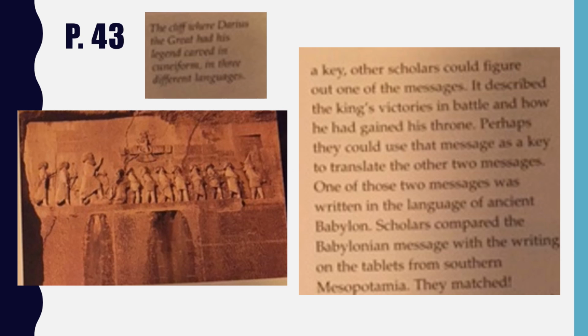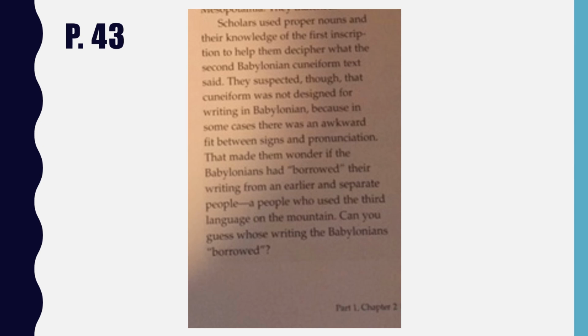One of the two messages was written in the language of ancient Babylon, and scholars compared that with the Babylonian message from the writing on the tablets from southern Mesopotamia, and they matched. Scholars were able to use proper nouns and their knowledge of the first inscription to help them decipher what the second Babylonian cuneiform text said. They suspected, though, that the cuneiform was not designed for writing in Babylon because it had some awkward fittings and pronunciations, and so it made them wonder if the Babylonians had perhaps borrowed their writings from an earlier and separate people. Maybe you can guess who they were borrowing these from.